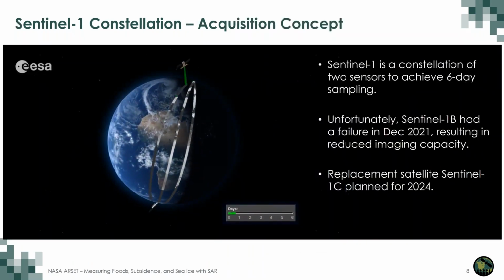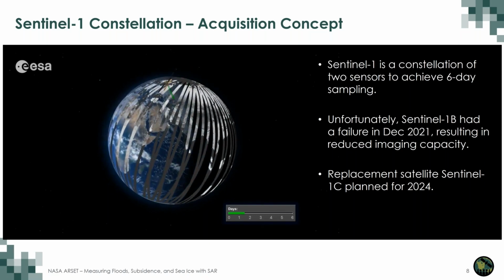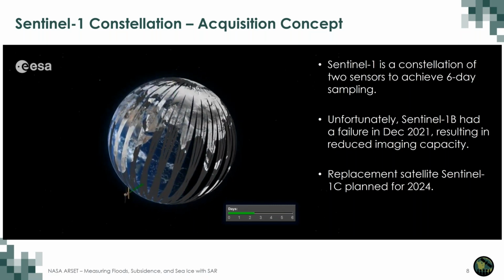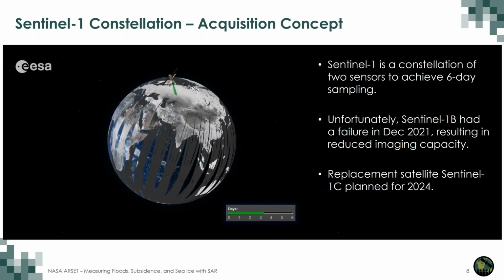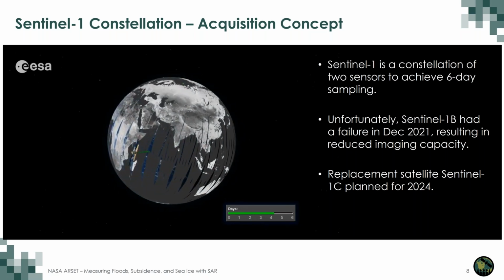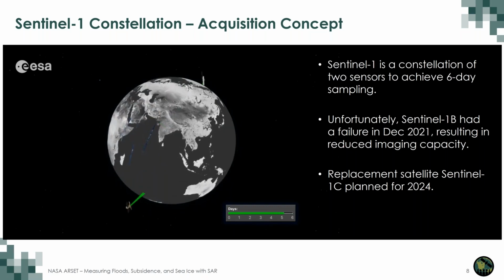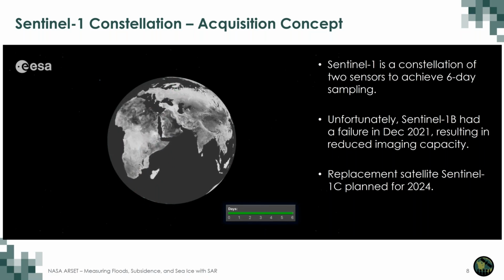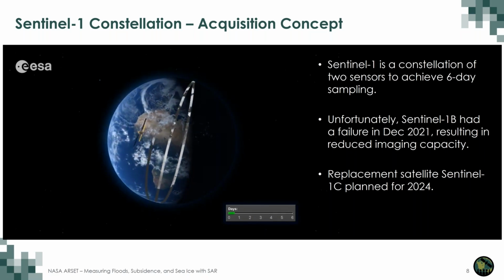This animation shows you how the constellation of Sentinel-1 sensors operates to ensure global coverage every 12 days. So we have 2 satellites that are offset by about half an orbit, scanning the planet completely within 12 days. The 2 constellation satellites are called Sentinel-1A, which was launched in 2014, and Sentinel-1B, the second satellite, launched in 2015.